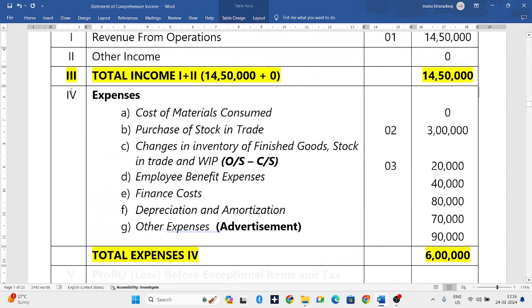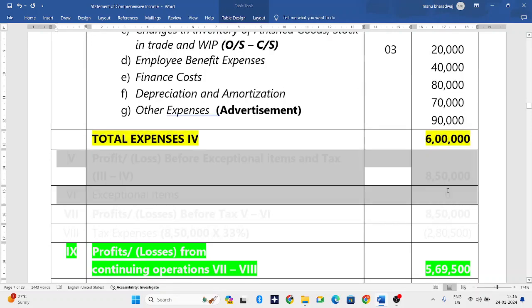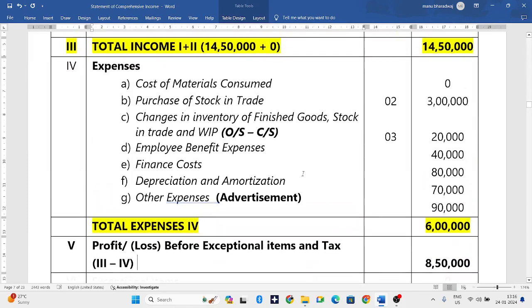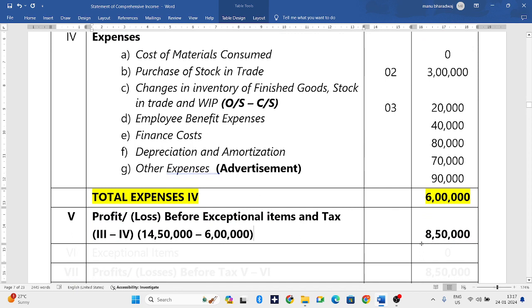Now from the total income we have to subtract total expenses. That time we will get profit or loss before exceptional items and tax. So how did we get this? Our total income is 4,50,000 minus total expenses is 6 lakh rupees. If we subtract these two, we get 8,50,000 rupees. That is profits before exceptional items and tax.